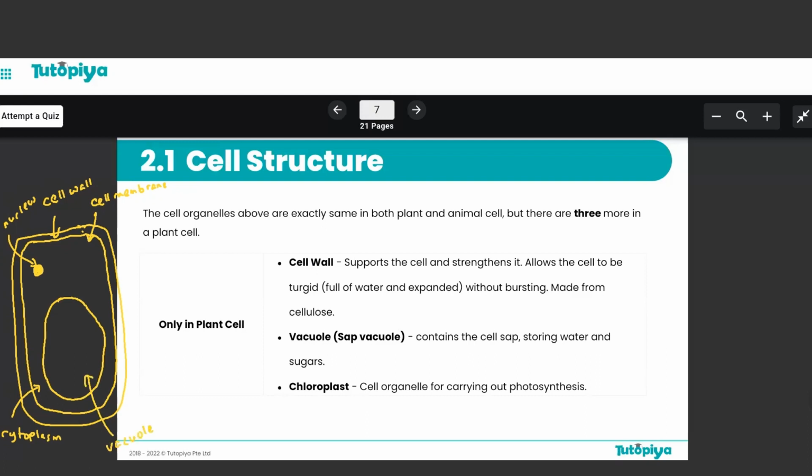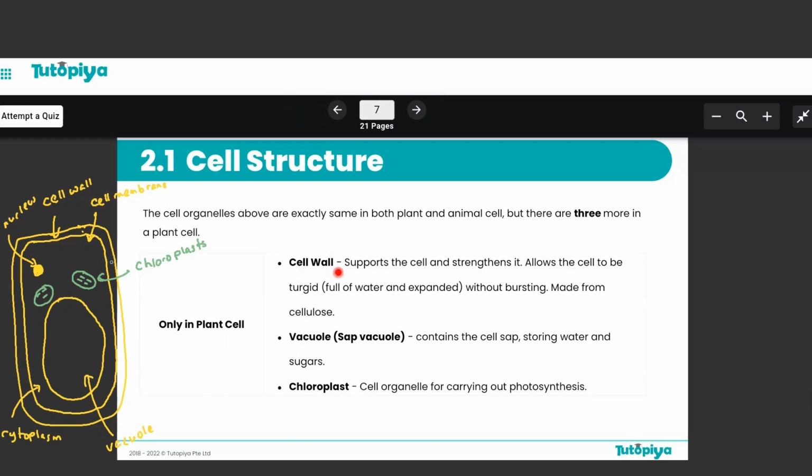And one more thing, it also has these green colored structures, these green colored organelles, which are called the chloroplasts. So these are the additional structures that are only found in plant cells. So let's talk about the cell wall.